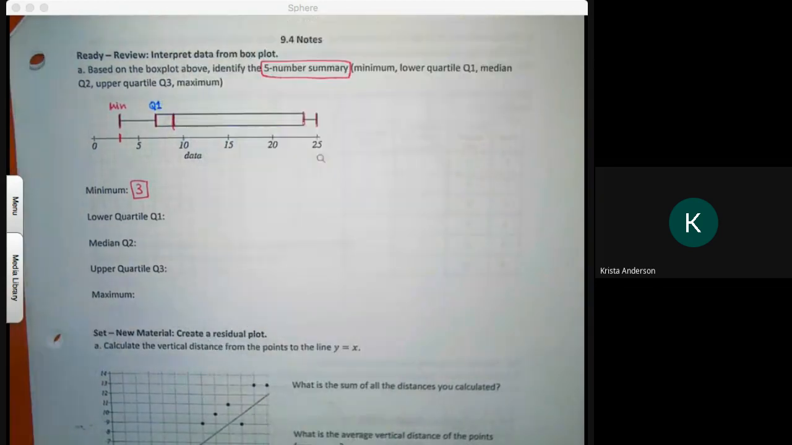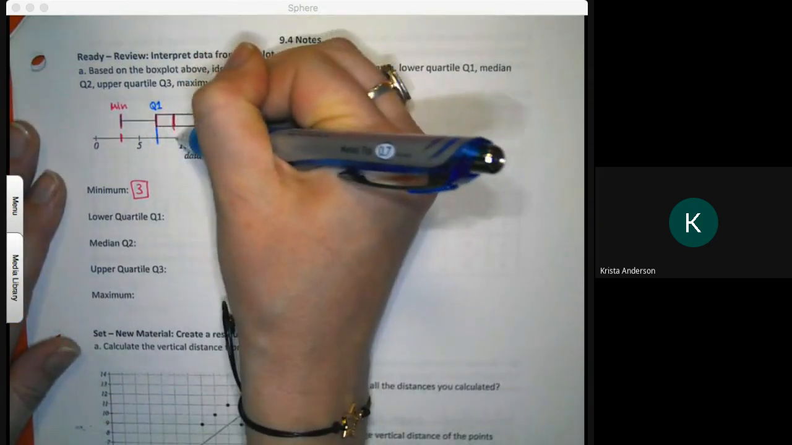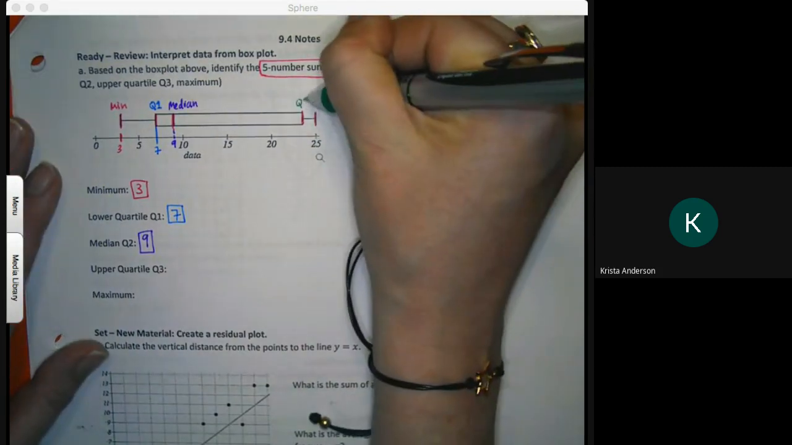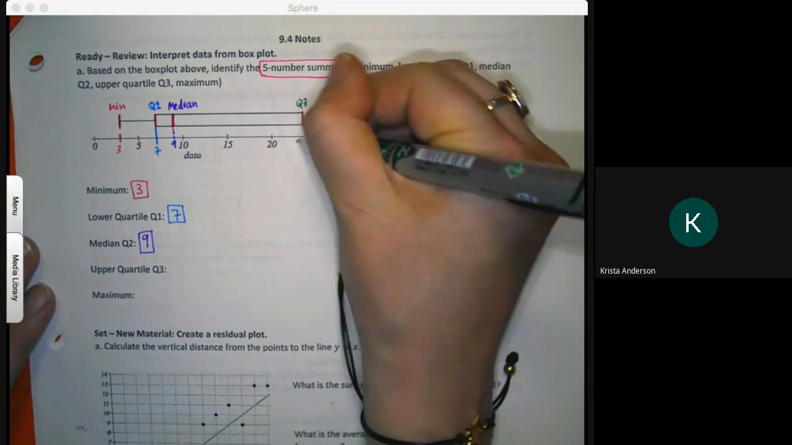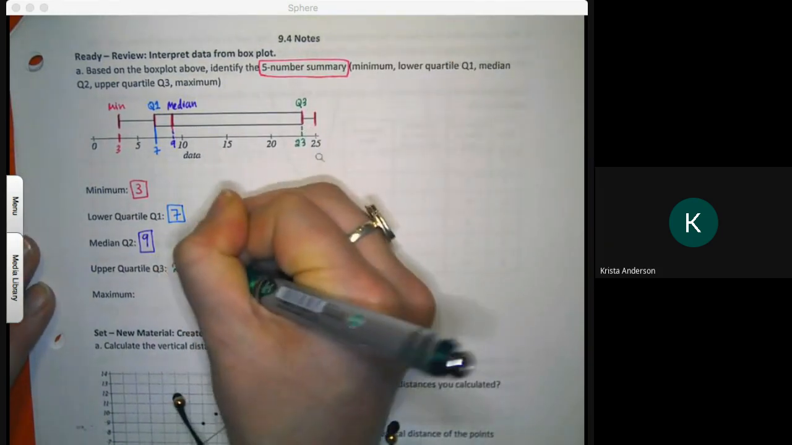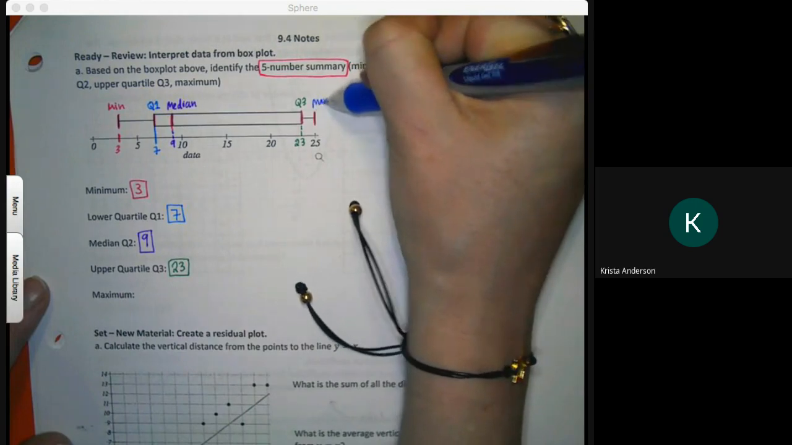Then this is the quartile 1. So it's 1/4 of the data. This number would be 7? Yeah, let's say 7. Then the median, it's almost to 10. Are you guys saying 9? 9. Okay, what do you think Q3 is? 23? Yeah. Okay. 23. And the maximum. 25.